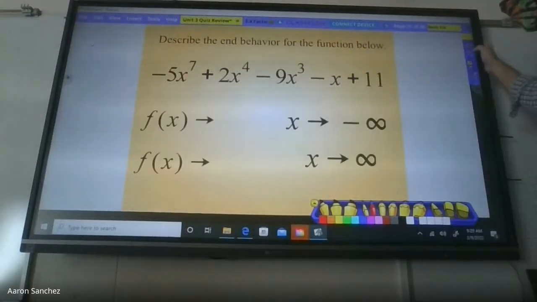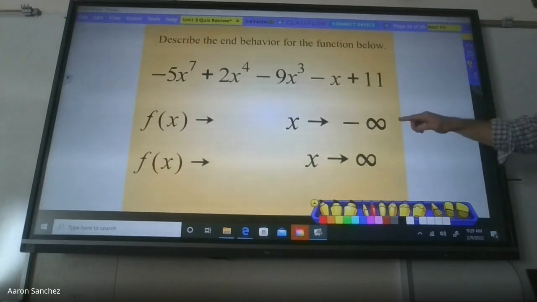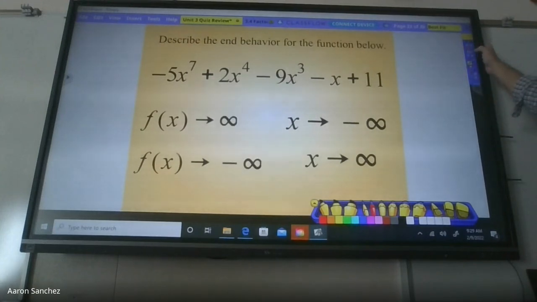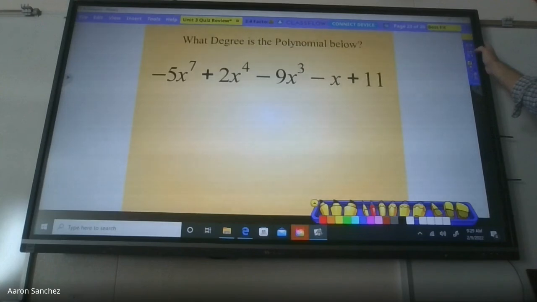That's what's on the test. Negative 50, positive 50. What degree is this polynomial? Seventh degree. That hard? No. Watch a YouTube video. That's how I learned it, actually.